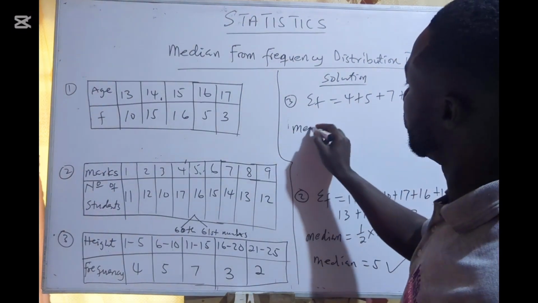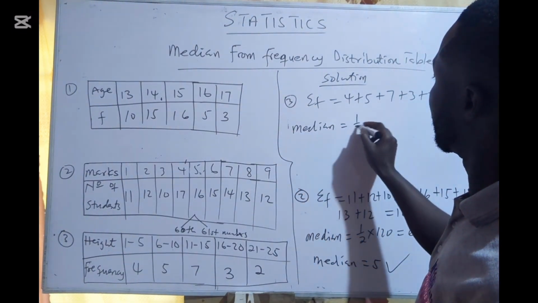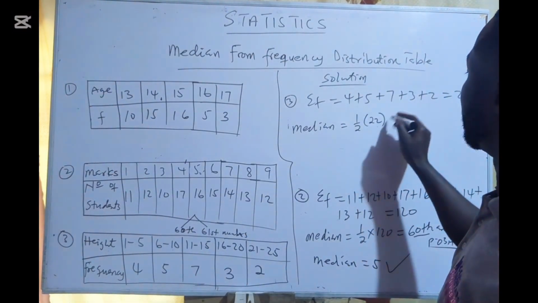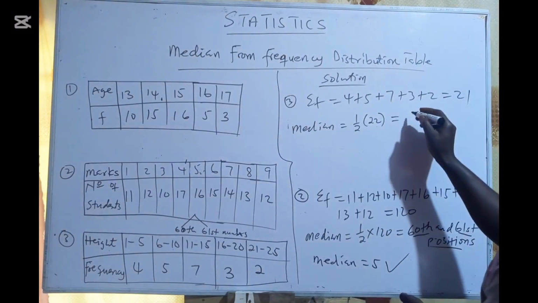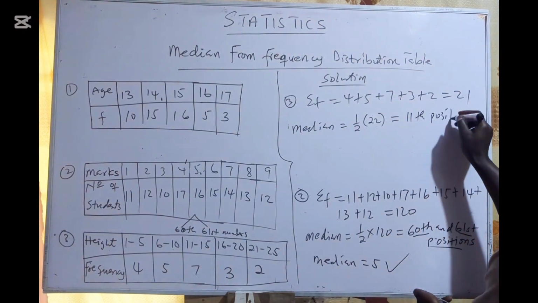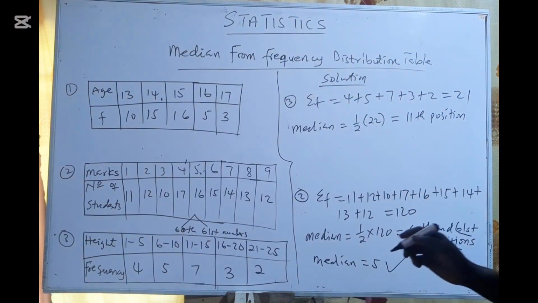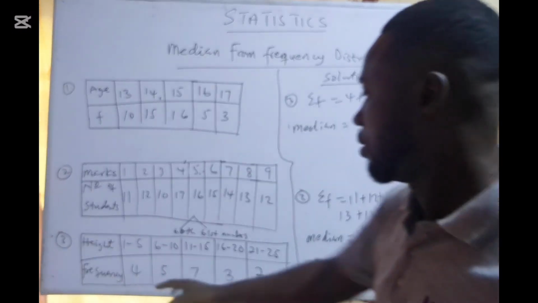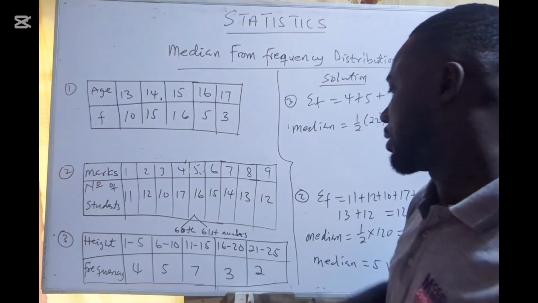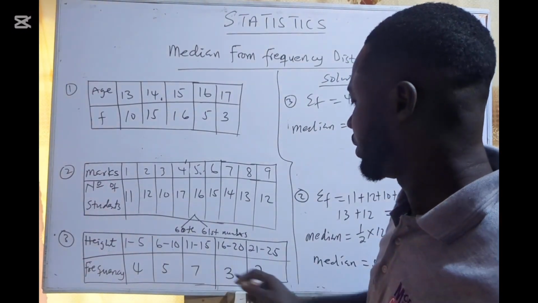So our median is going to be what? Half of 21 plus 1. That will give me 22, and half of 22 gives me 11. So that will be the 11th position. So let's add 4 plus 5, which is 9, plus 7. That will give me 16.